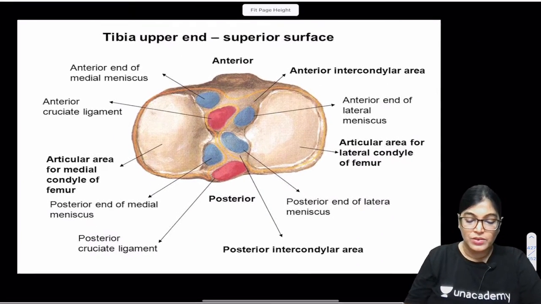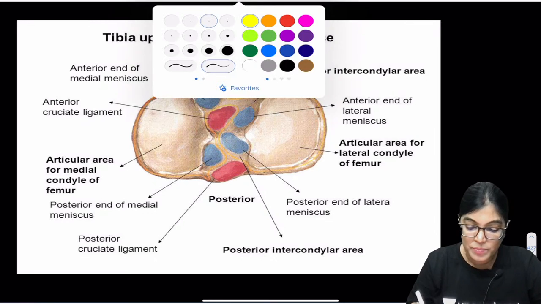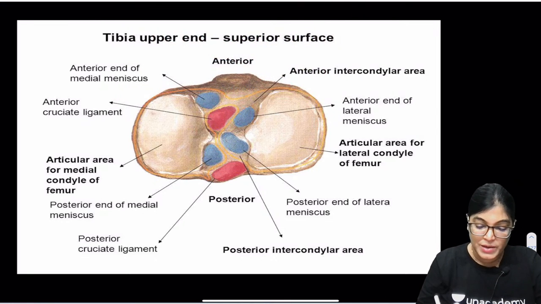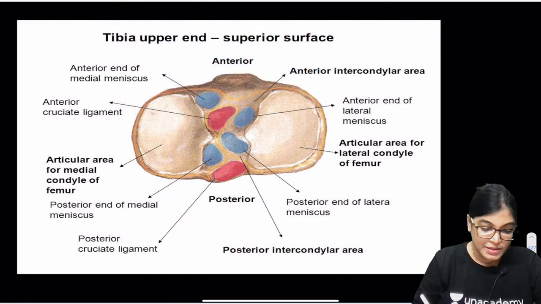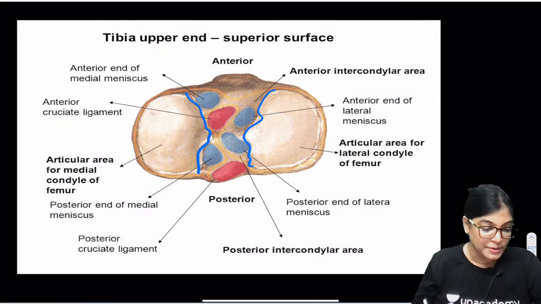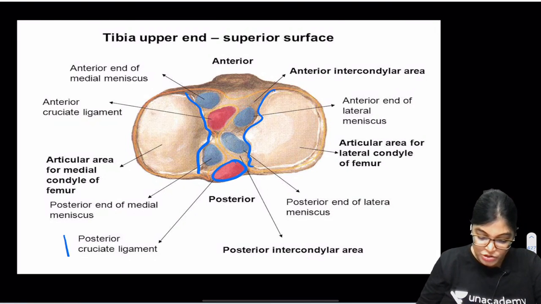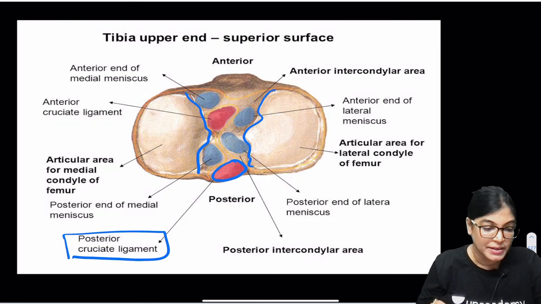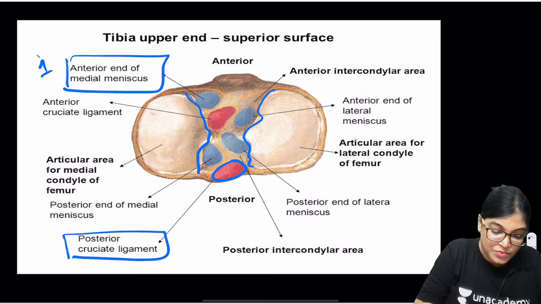See here, I have included this diagram where you can quickly revise the structures on the superior aspect of the tibia, or this is the intercondylar area. So please see this structure which you are seeing here. This whole area is intercondylar area of tibia. Most posterior, absolutely right. Yes, most posterior structure is posterior cruciate ligament. And most anterior structure is anterior end of medial meniscus. So this is the first structure.